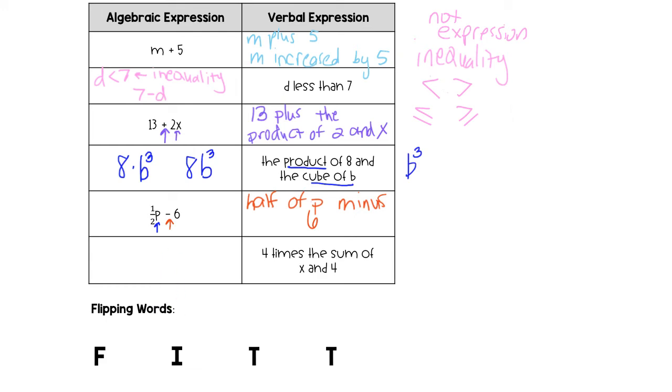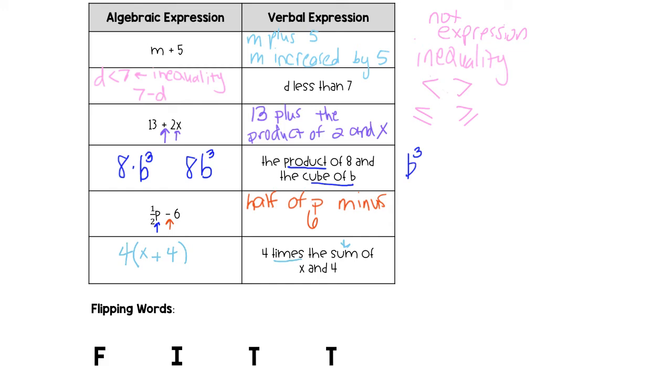Last one, fill in that blank. All right, we've got 4 times something, 4 times the sum. The sum means that we're going to add 2 things together and multiply that by 4. That means we've got to put whatever is multiplied by in parentheses with a plus in the middle. The sum of x and 4. So if you're multiplied times the sum of something, you're going to put whatever that sum is in parentheses with a plus in the middle.